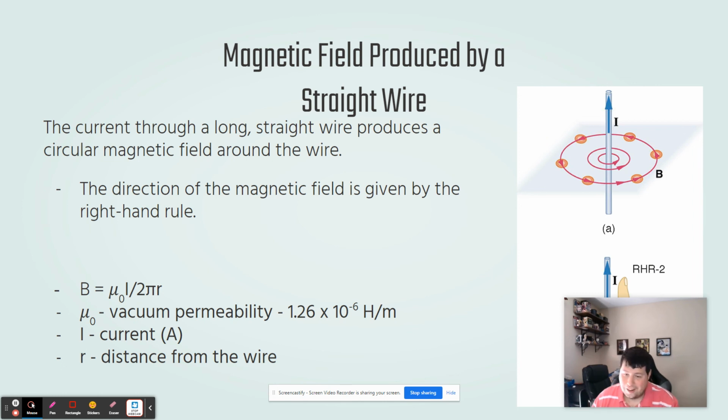Next, I, we already know, is current. And r is the new one here. That's the distance from the wire, so how far away from the center of that wire you want to calculate the magnetic field.